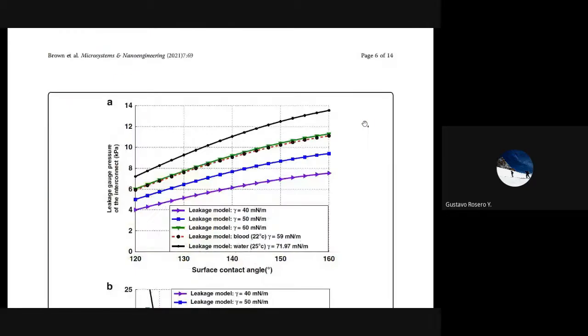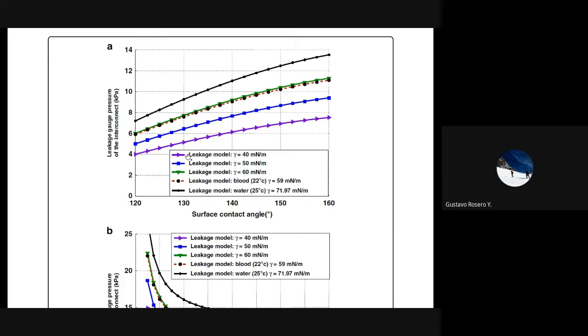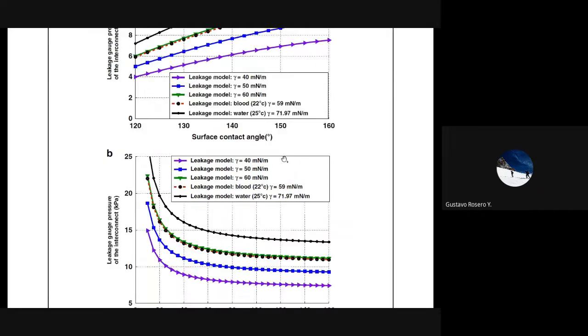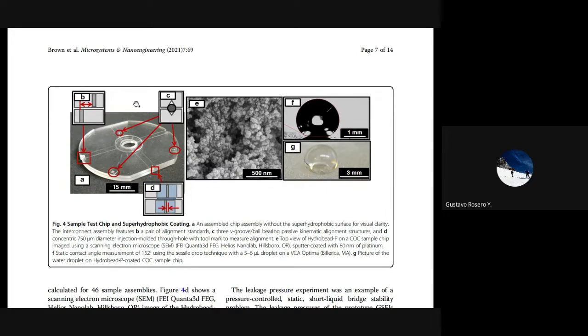First, they use a model in order to predict the behavior of the pressure when the drop is in the inlet, and the pressure increases. But what happens when the drop passes through this, the pressure decreases. And they propose one model. We will see the model. But this is the microfluidic device.